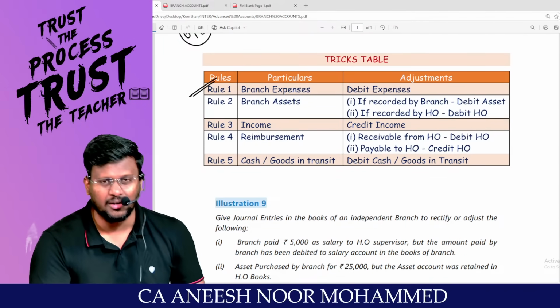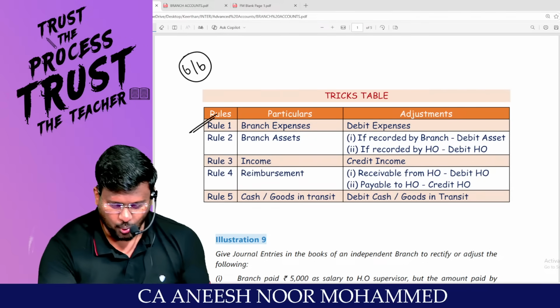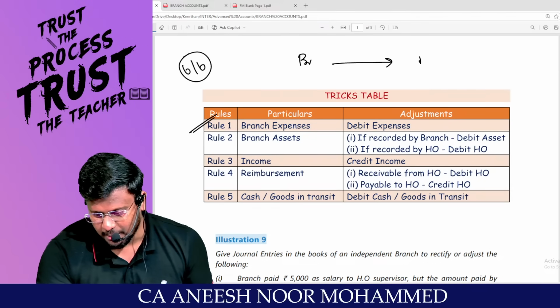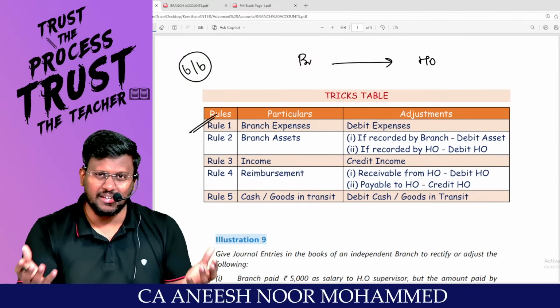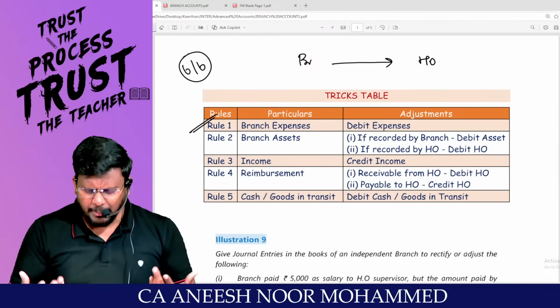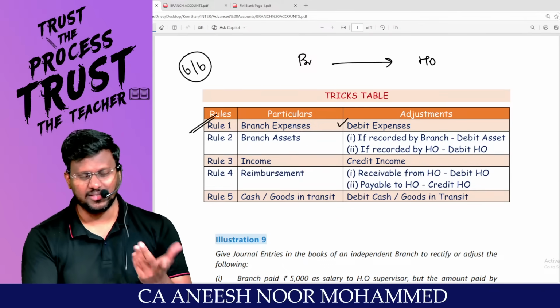For example, the competition is only between two parties. Number one is the branch and number 2 is the head office. Sir, if the branch is incurring its expenses, debit all expenses and losses, as we already know. Debit the expenses.